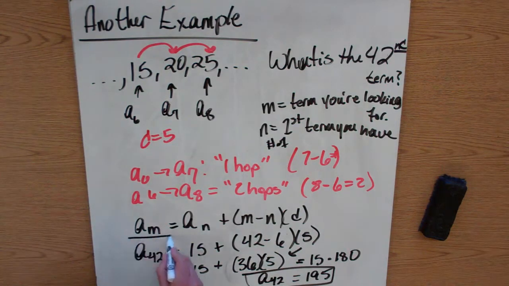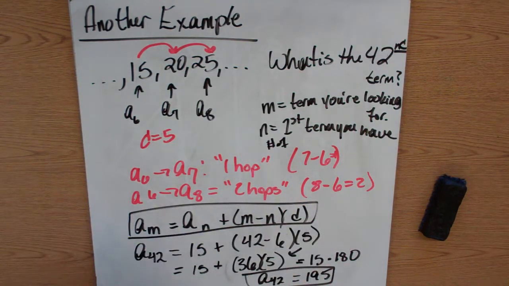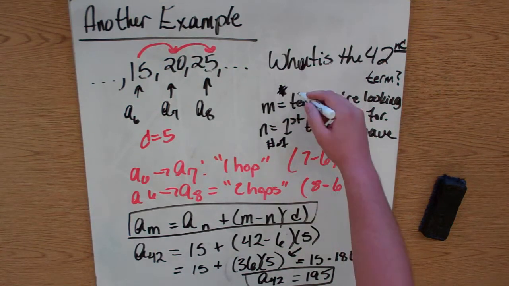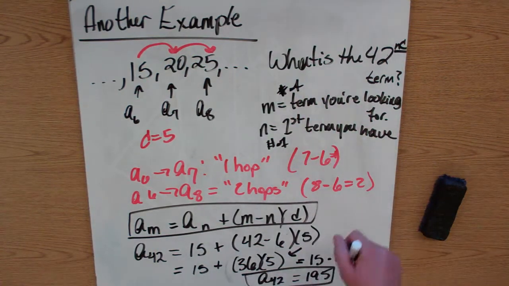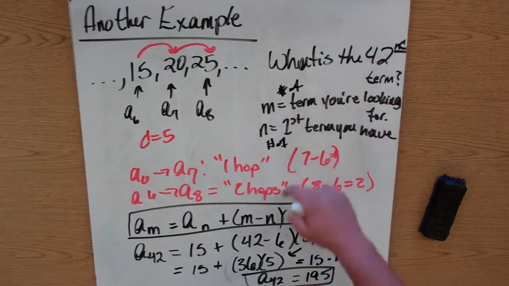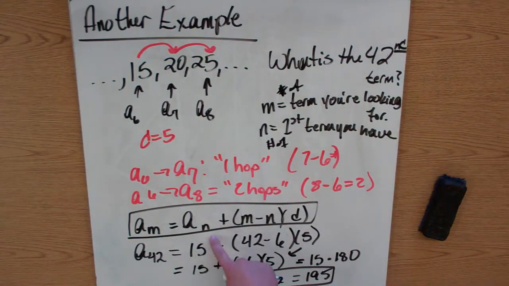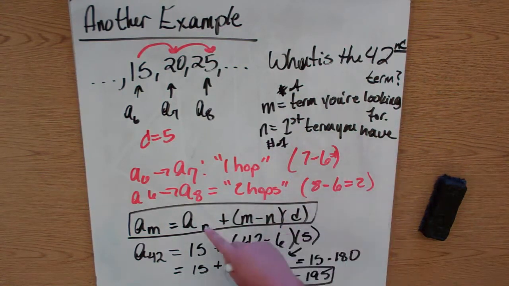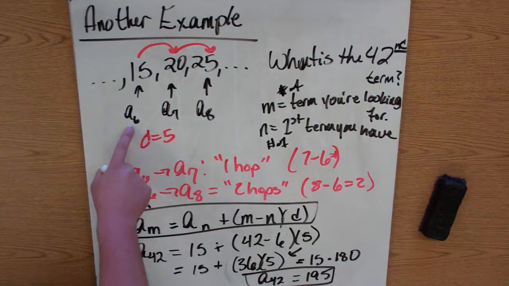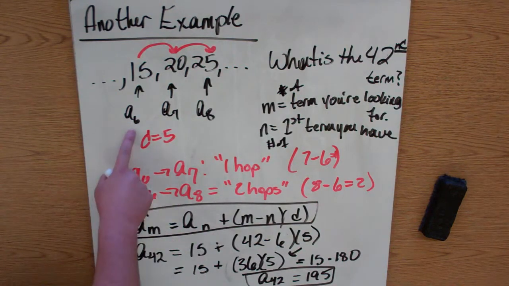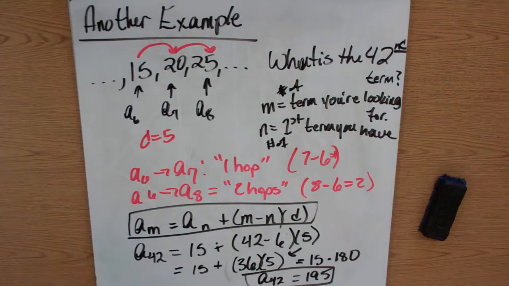All right? So make sure you have the two formulas I gave you written down. The first one was this: A sub M equals A sub N plus M minus N times D. Remember, M is the number of the term you're looking for. We're looking for a 42nd term, so M is 42. And then A sub N, remember, N is the number of the first term you have. The number of the first term we have is A6, so A sub N is A sub 6, which is 15. And then, of course, times D, which is your difference.